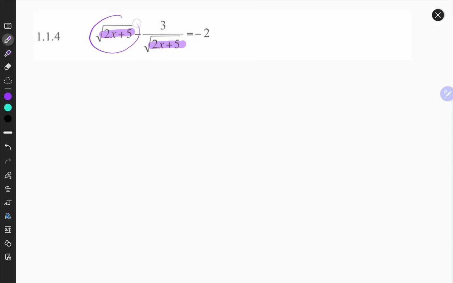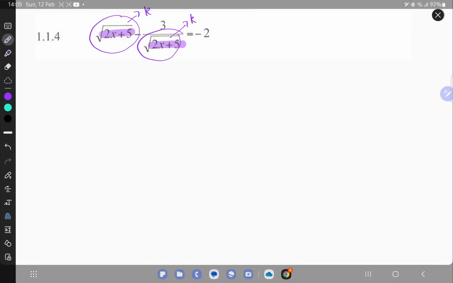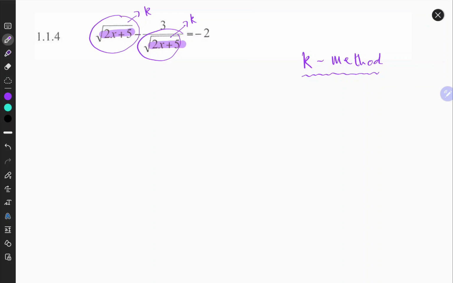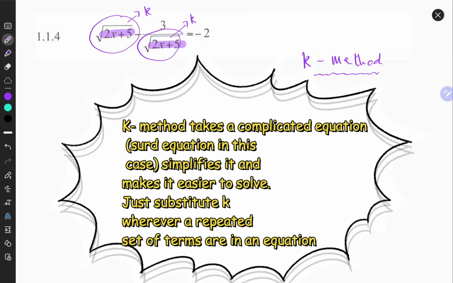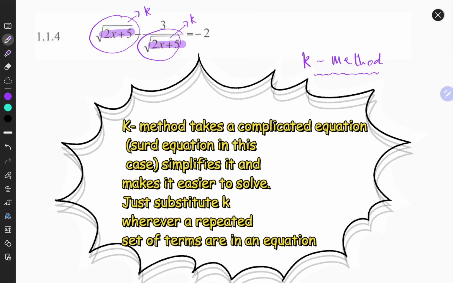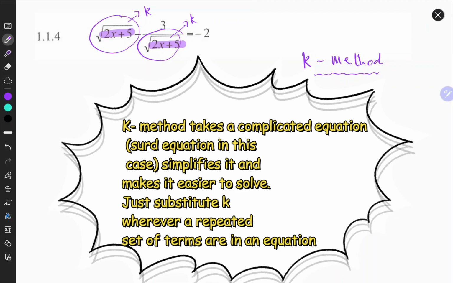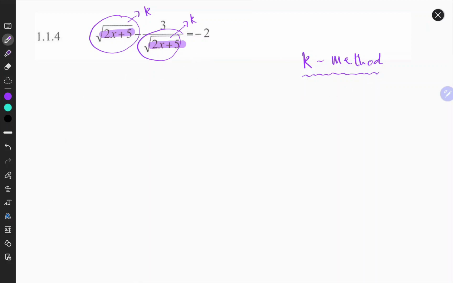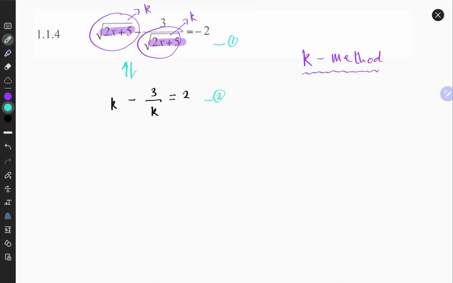K in the place of the surd. So wherever there's a surd or a square root, you substitute the variable K. So what the K method does essentially is it just simplifies the surd equation and it makes it so much easier to work with. So if I'm to substitute a K wherever the square root is, the equation would look like this. And if we are to do a comparison of equation 1 and equation 2, it is quite evident that equation 2 is a far easier equation to work with.